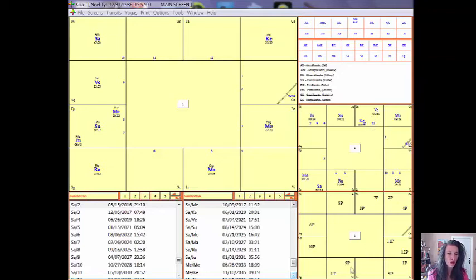Now in his padas, this is a chart that shows the padas. He doesn't have anything in his upapada, and he doesn't have anything in his pada. But this is plenty. This is plenty to do it. It can show a very good astrologer.